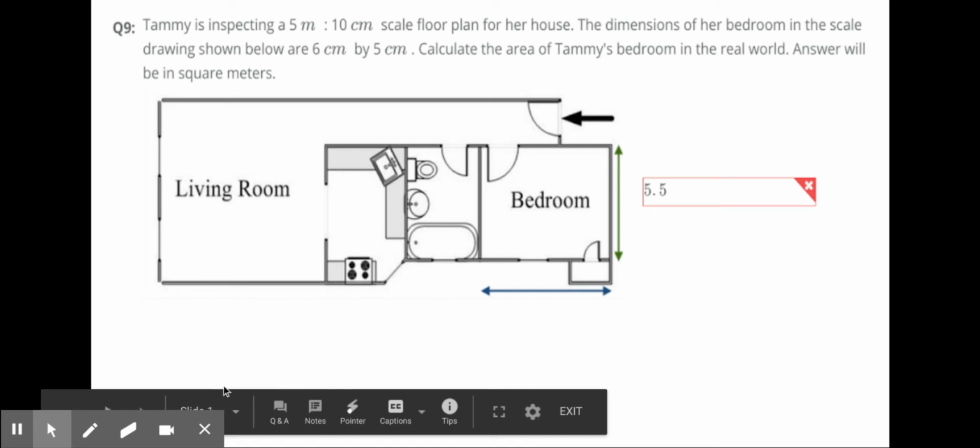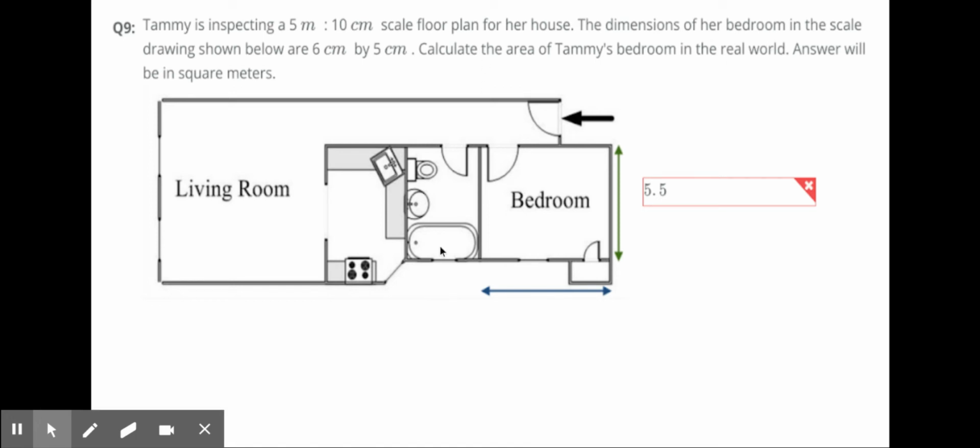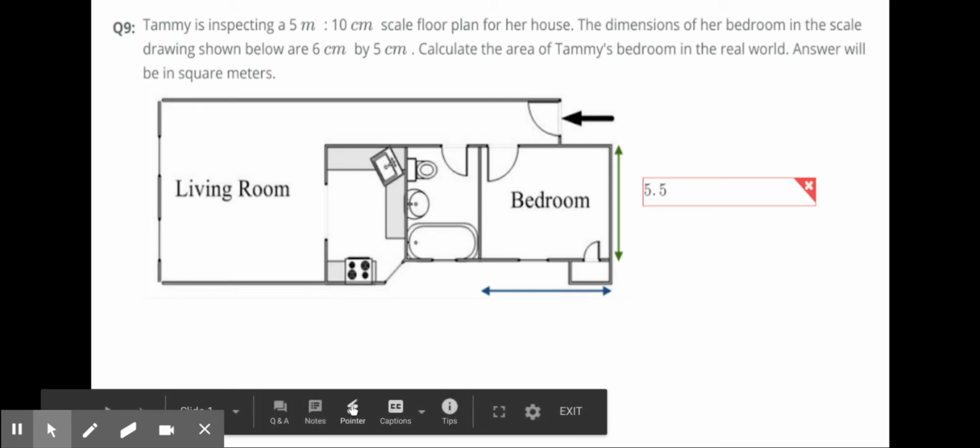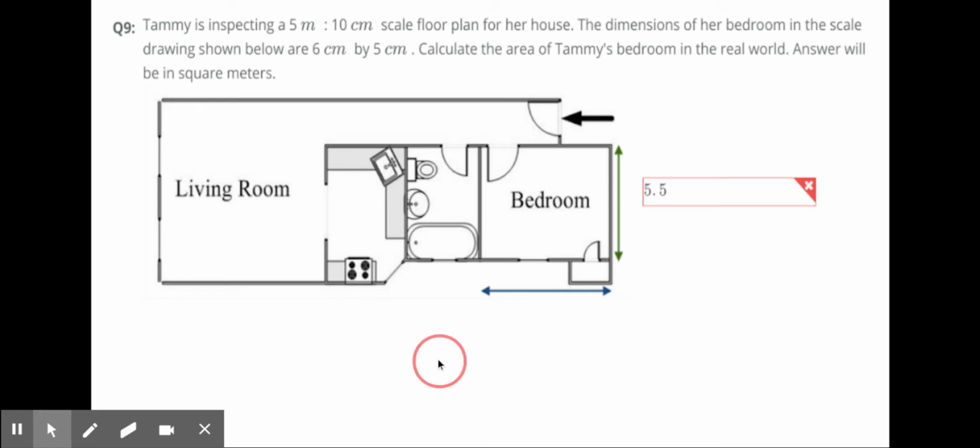Where's my pointer here? Should be enter. Oh, all right, there we go.